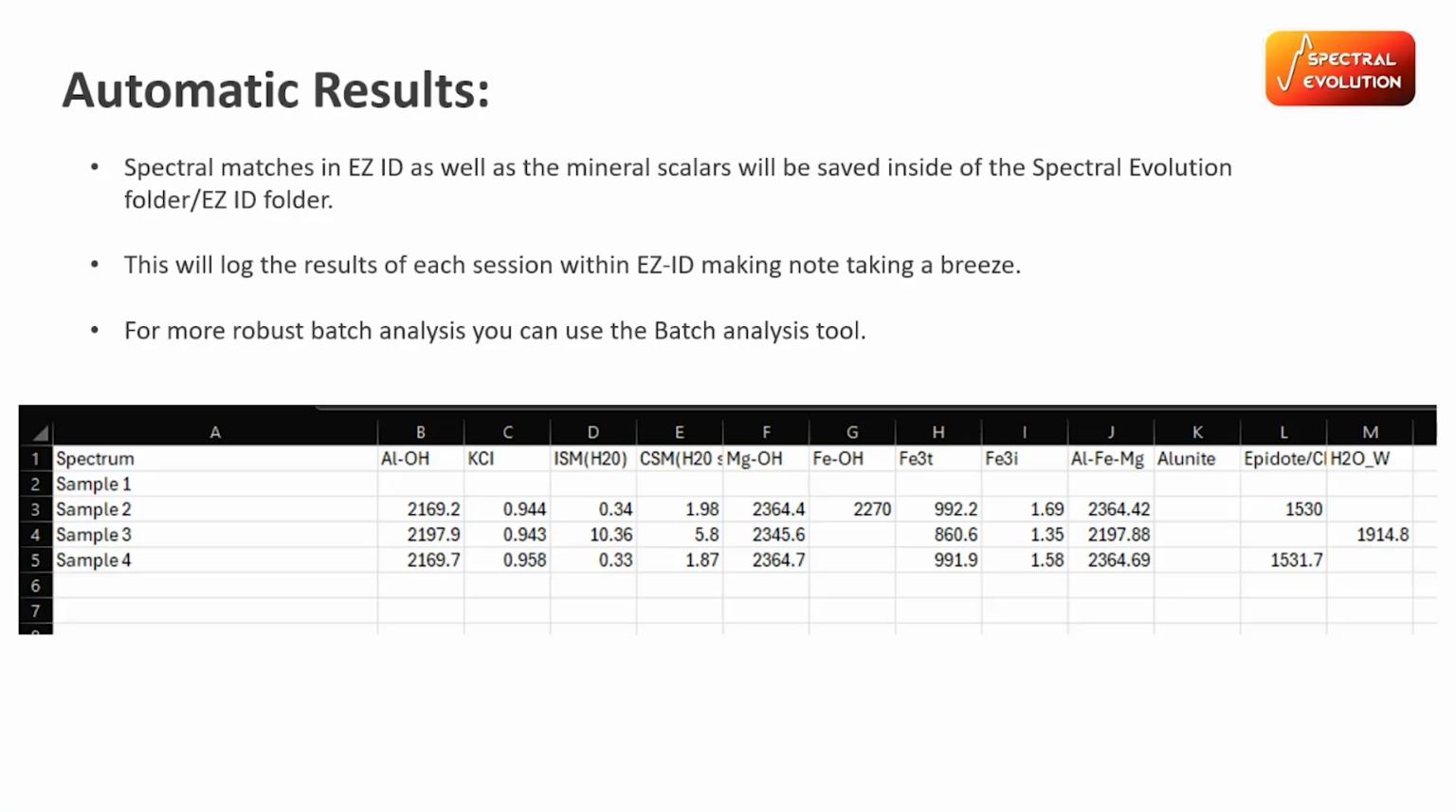And we also have a batch analysis tool, which will allow you to set different parameters within EZ-ID and then analyze dozens of scans all at the same time and get your results in an Excel file, which is really convenient.